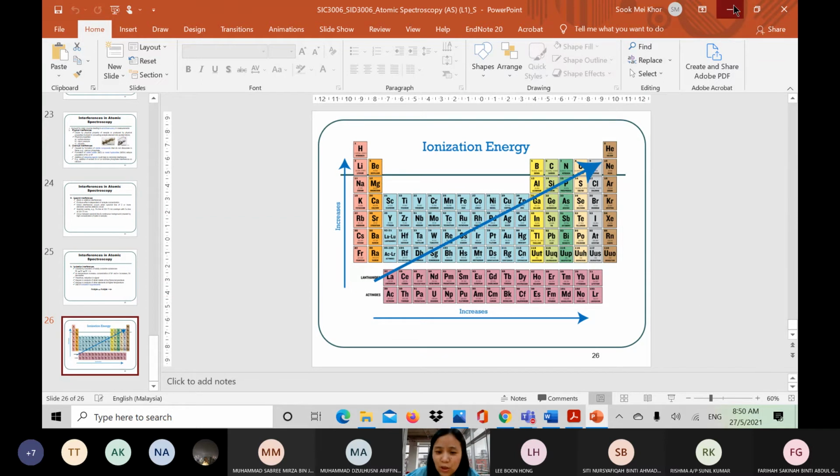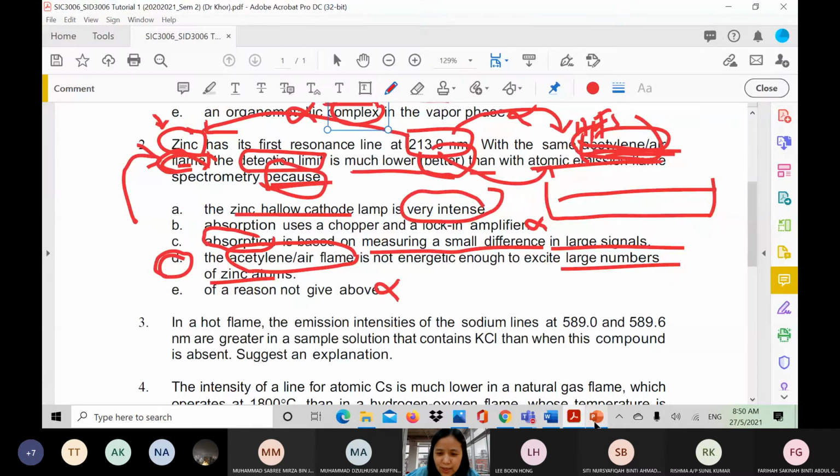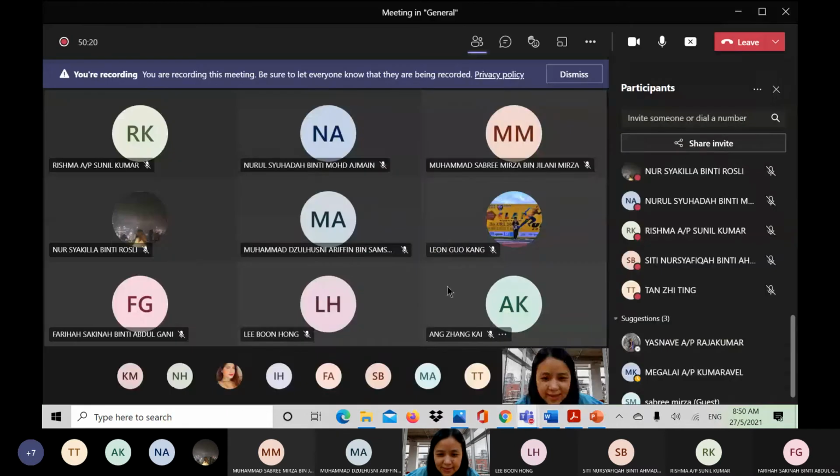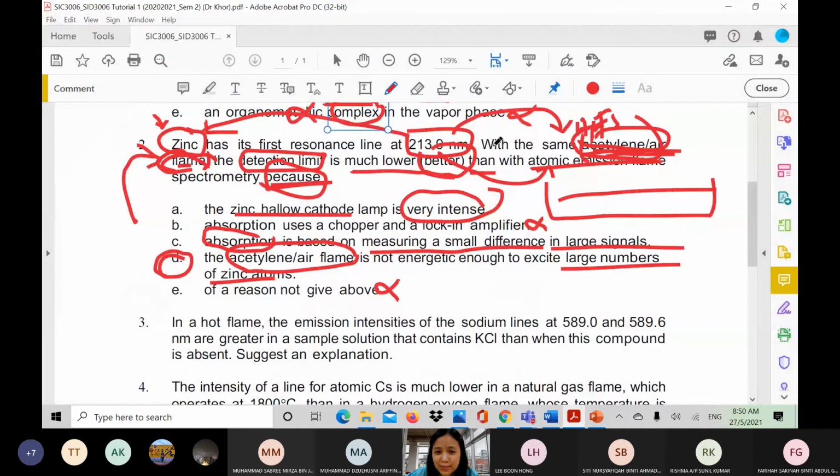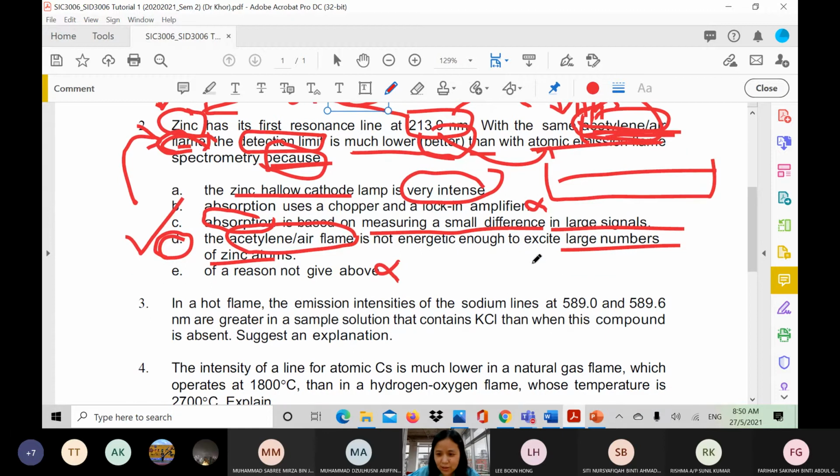We have to use AAS, because in AAS there is no problem. We have the light source to excite the zinc neutral, unexcited atom from the ground state to the excited state. So the correct answer is D.